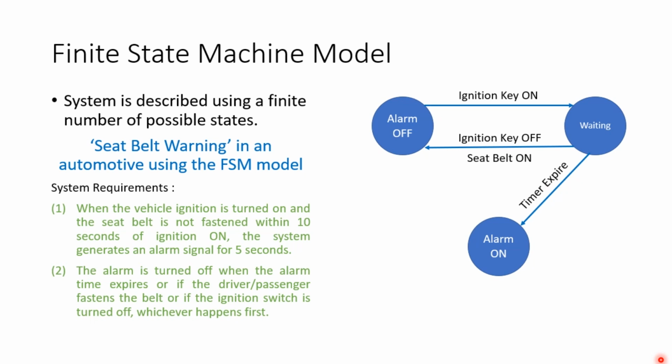Or, there is one more condition. You have started the car, 10 seconds is over, you got an alarm and you have no idea why this alarm is on, maybe it's not your car, and in panic you turn off the key, you turn off the ignition. Even then the alarm should switch off. So these events will lead you to the initial state, that is the alarm off state. Either after 5 seconds, that is alarm timer expiry, or you have managed to fasten the seat belt within those 5 seconds, or you have turned off the ignition. All these conditions will take you to alarm off.